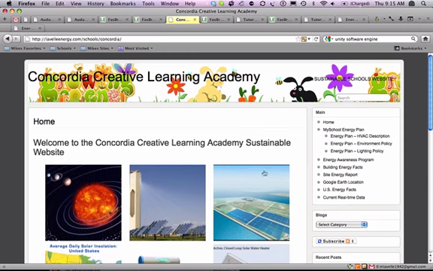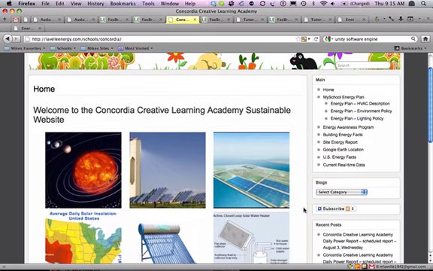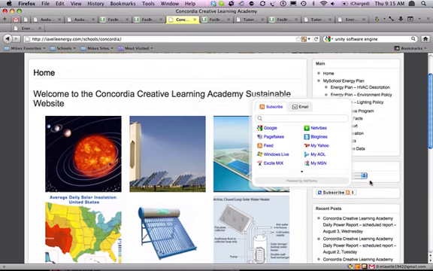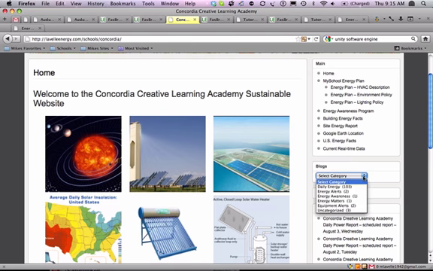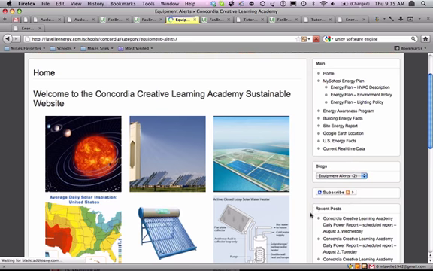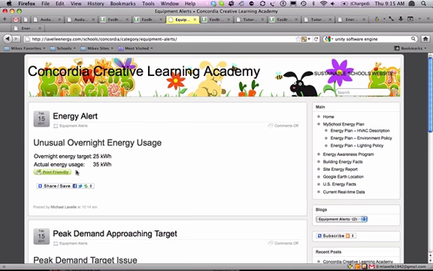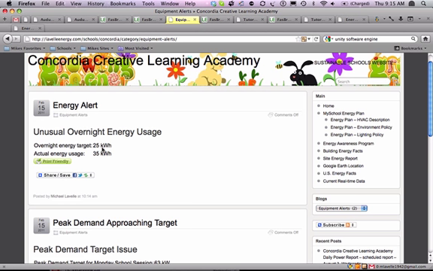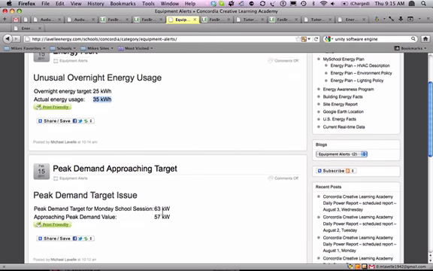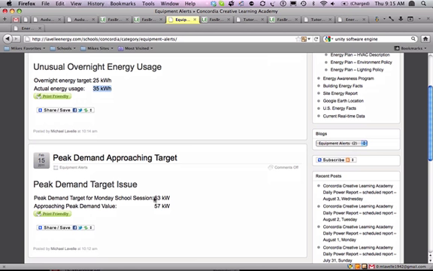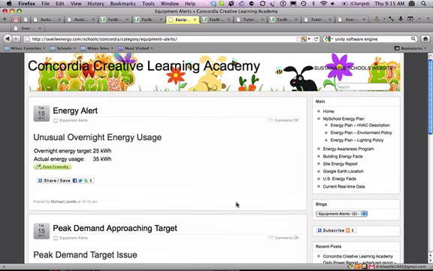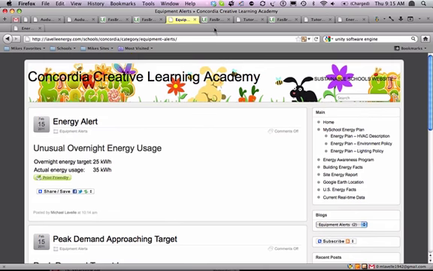Let's go on and look at Concordia. Concordia is kind of interesting in that it has one very large air conditioner. And if I drop down here, I can take a look at some energy alerts that came in. Here we had an unusual overnight energy usage. Our target was 25 kW, but in point of fact, we hit 35 kW. We also had a demand issue in which we hit 63, but we were targeting 57. So you can take advantage of this kind of data to better manage the demand in the building. You can do it manually or you can do it automatically.